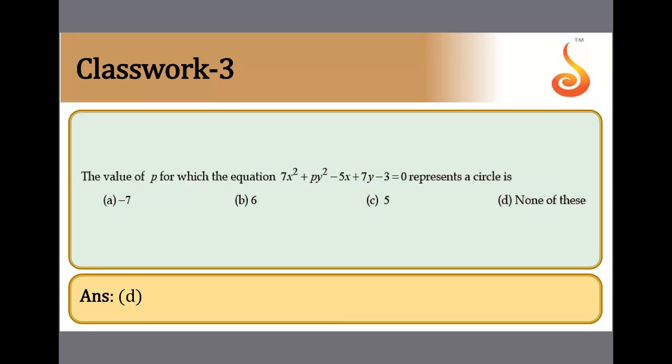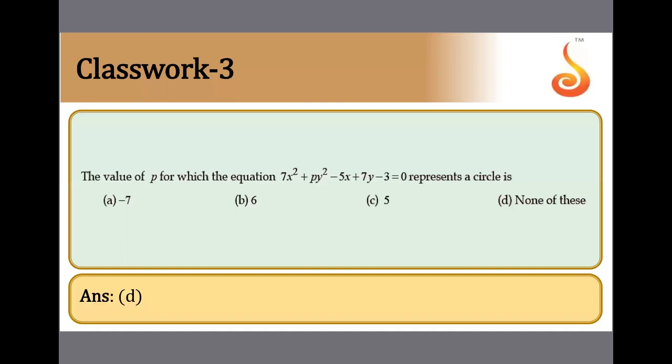There is no PU, there is no JEE Advanced. All are the same. So what did we study? General equation of second degree. I told you A must be equal to B. So what happens? 7x square plus p y square. What we studied: ax square plus ay square plus 2gx plus 2fy plus c equal to 0. These two must be equal. It means p must be equal to 7. None of the answers, so none of these. Just now we discussed the coefficient of x square and the coefficient of y square must be equal.